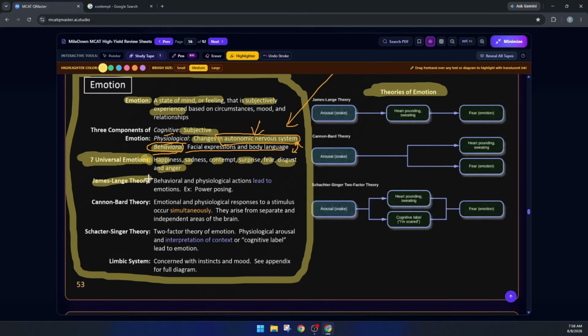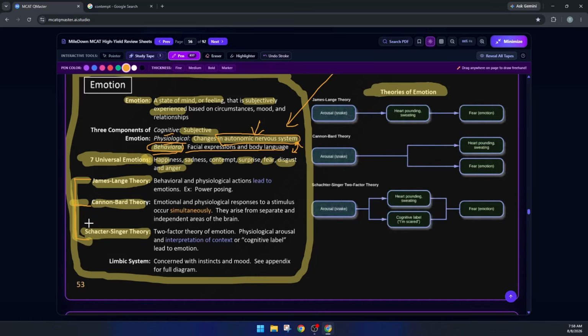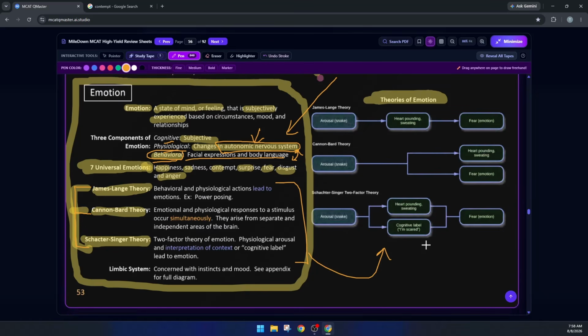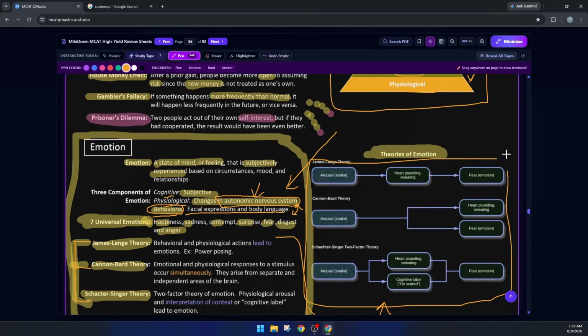Okay, James-Lange theory, Cannon-Bard theory, and Schachter-Singer theory. So you want to learn these 3 theories of emotion all together. That's how it shows up in the textbook, and that's probably the best way to make connections and links. And it's even in this diagram on the right, so it can help you memorize what's happening, right?